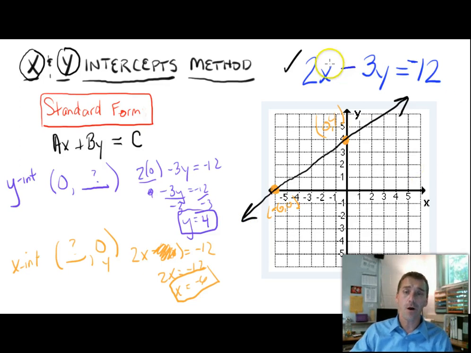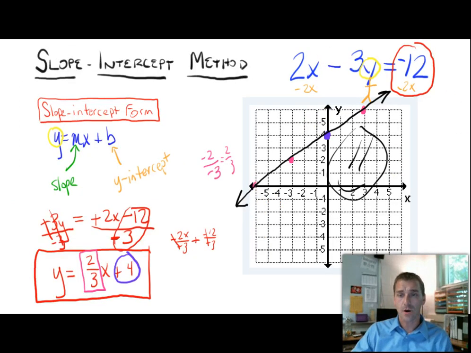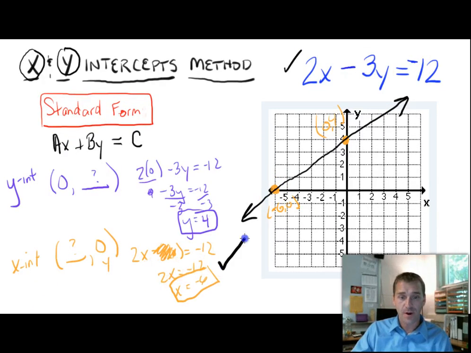So there you go. Let's see if it looks the same as the other one. Oh, it does. Weird. This one actually went through negative 6 right over here on the x-axis. So did this one. And that's what we did algebraically right there. So beautiful. There are your 2 methods: slope-intercept method and x and y-intercept method.